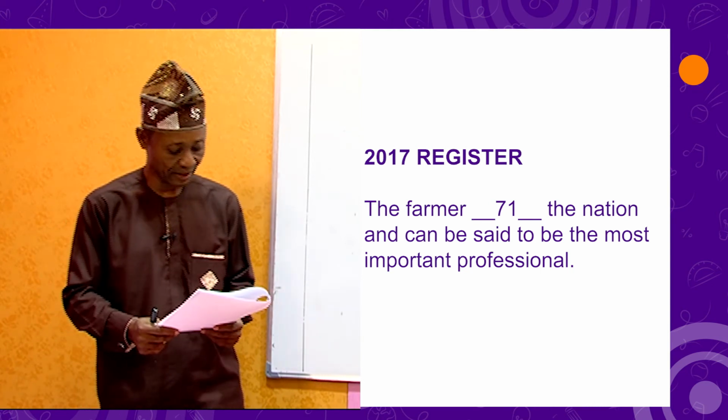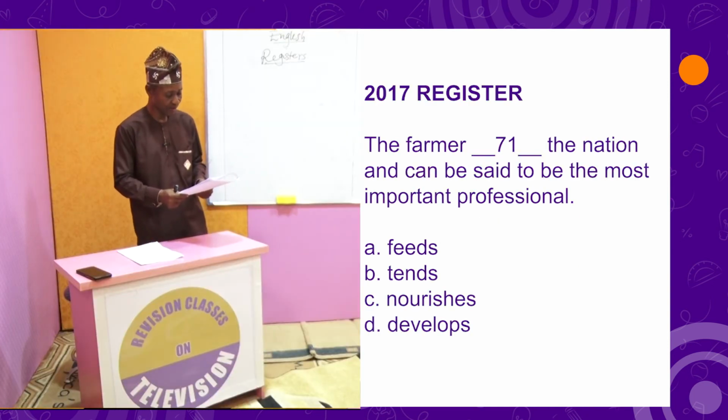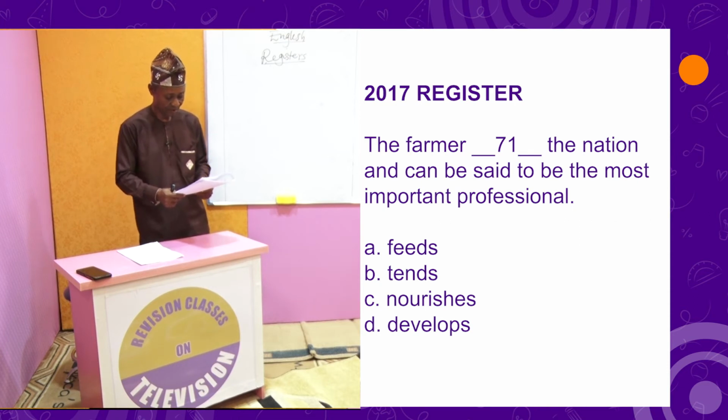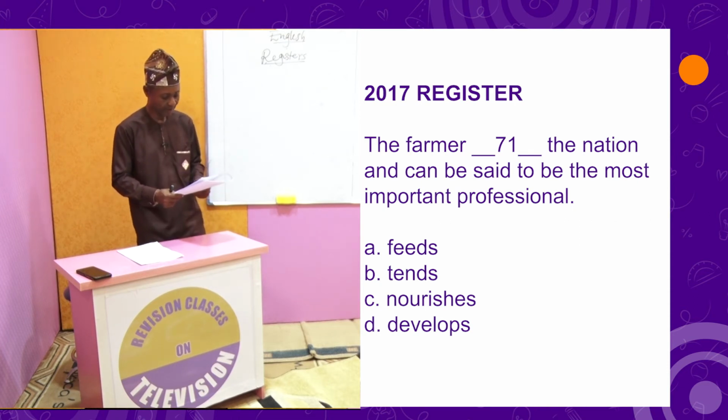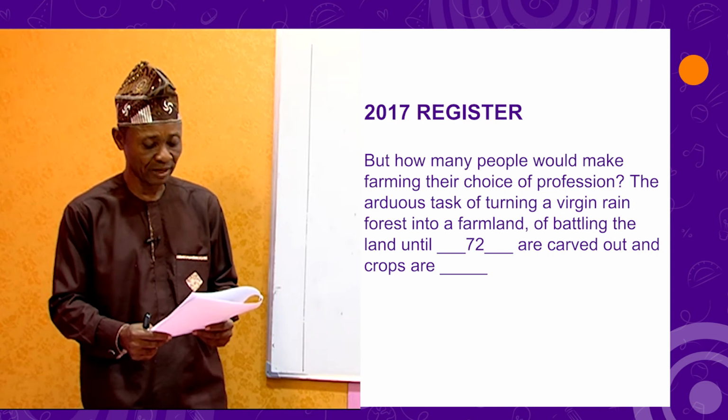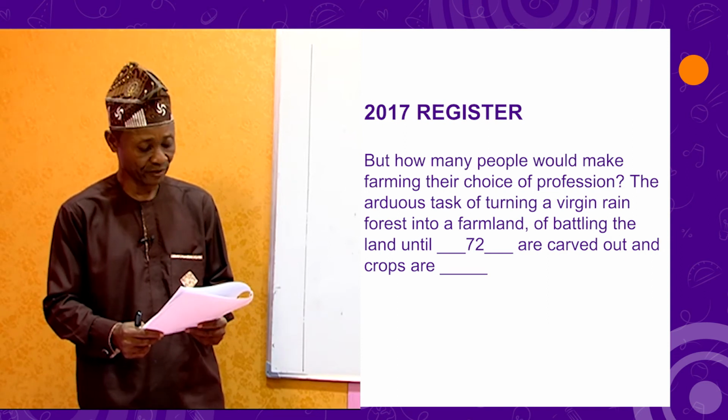Question number 71. Options are A, feeds, B, tends, C, nourishes, D, develops. Option A, which is feeds, is the correct answer to that question. But how many people would make farming their choice of profession?